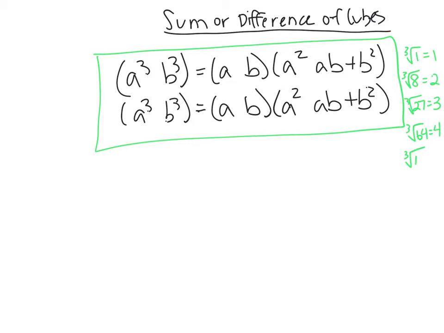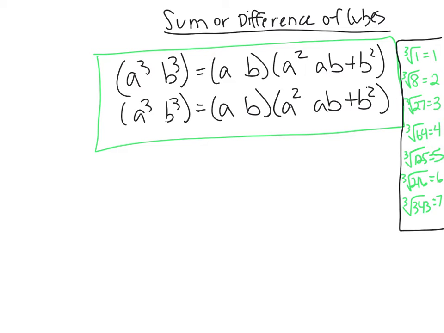Next we have 125. Cube root of 125 is 5. Next we have 216, whose cube root is 6. And last we have 343, whose cube root is 7. So if you need an extra reminder of what some common cube roots are, there's a list for you there.